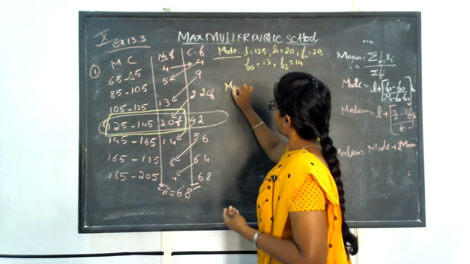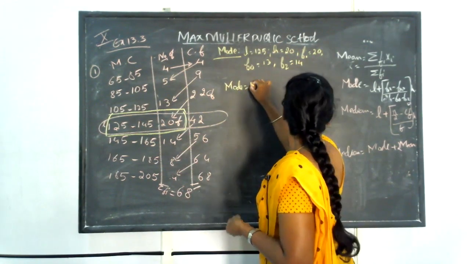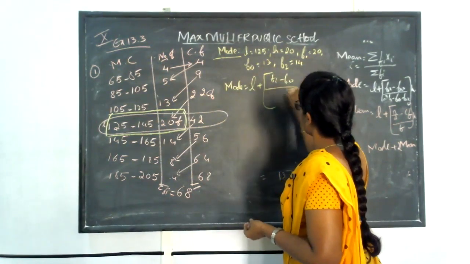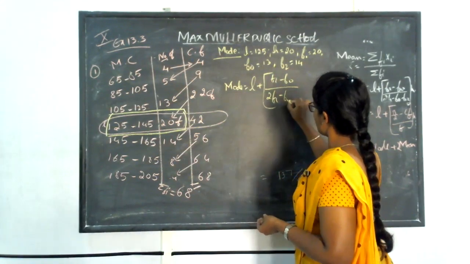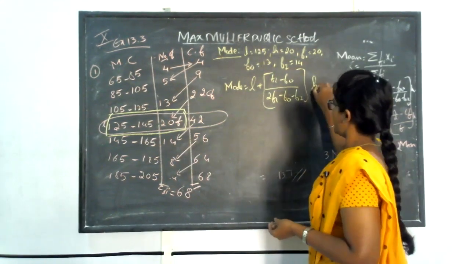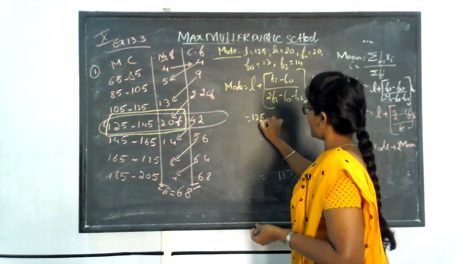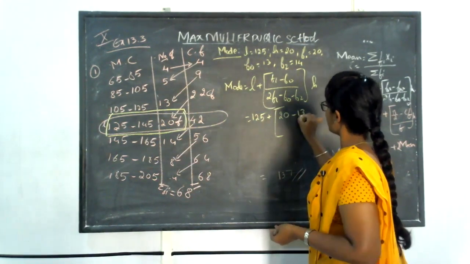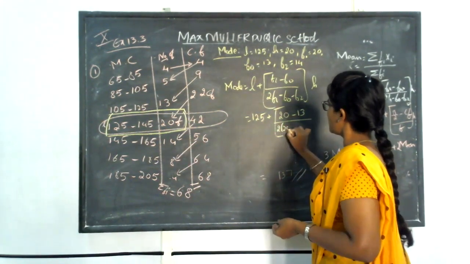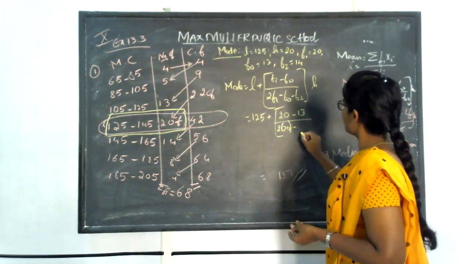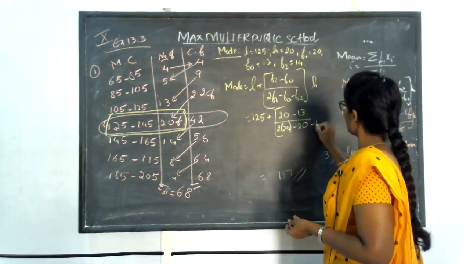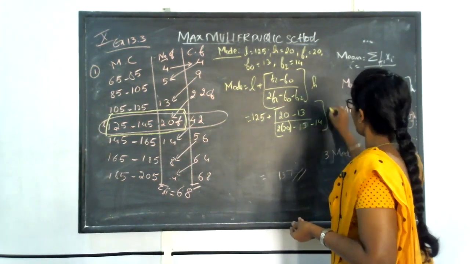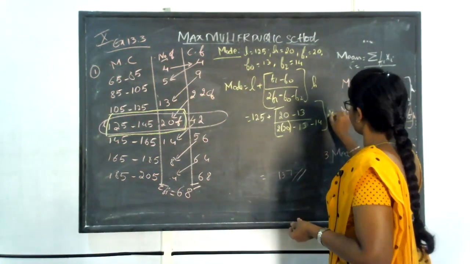So mode will be equal to how much you have? L plus F1 minus F0 divided by 2F1 minus F0 minus F2, into H. So L is how much? 125 plus F1 is 20 minus F0 is 13, divided by 2 into 20 minus F0, sorry, F0 is 13, and F2 will be 14. And you have H. H is 20.